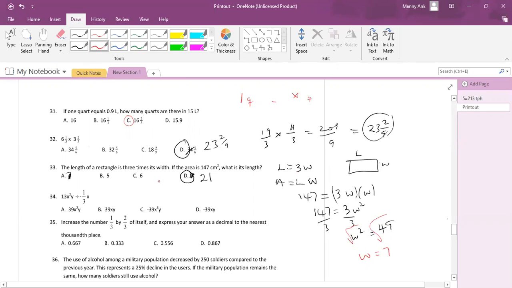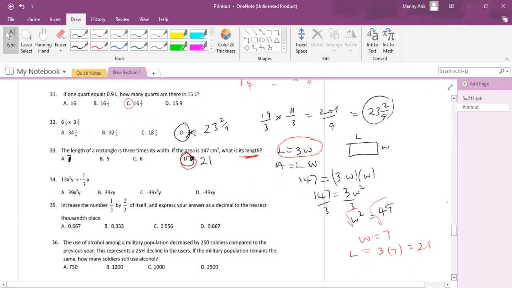If the width is 7, what is the length? The question said find the length, so I don't have to stop here. I know that the length is 3 times the width, so I have to multiply by 3. And that gives me 21. So that's why this is the correct answer. Okay.